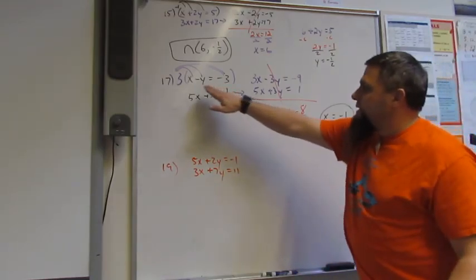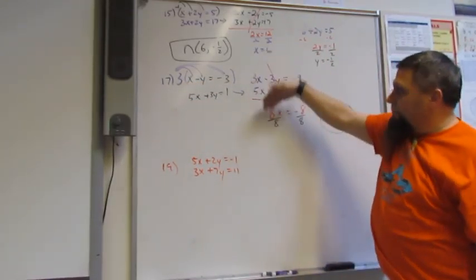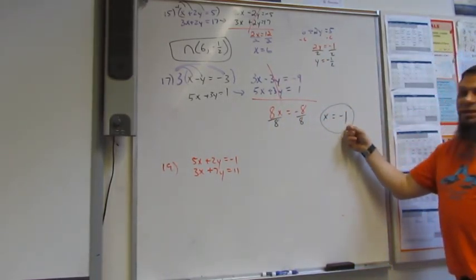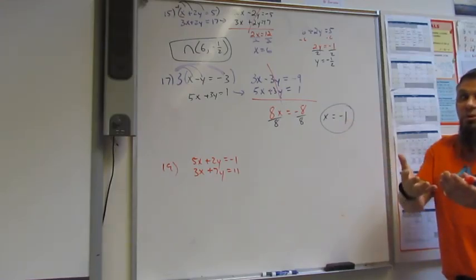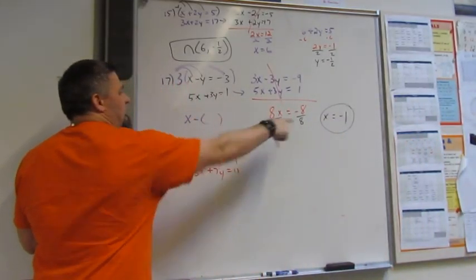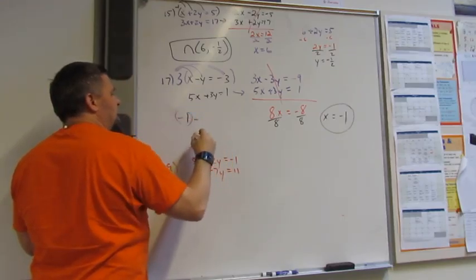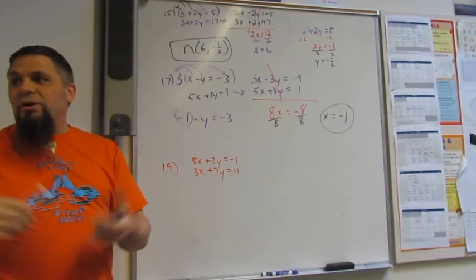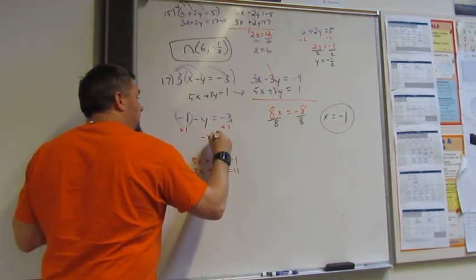I could multiply this by negative 5, bring it over, add them, get rid of the x's, and find the y, and do that. Or, since this is a nice neat number, it's not a fraction, right? Then I could just throw it in, right? So I could say x minus y is equal to negative 3. And then I add 1 to both sides, right? So I get negative y is equal to negative 2.